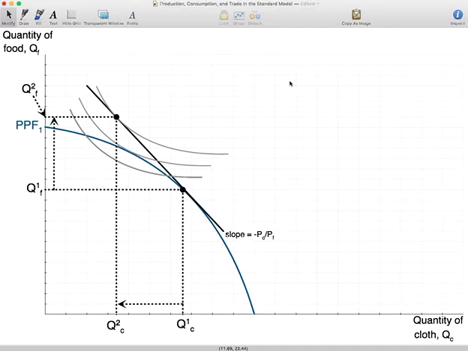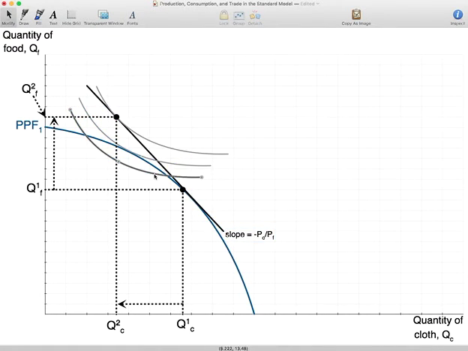So make sure you understand a couple of those points. Number one, how we arrived at the original situation of what consumption was. That is where the ISO value line, the price line, is just tangent to our production possibilities frontier. That gives us the level of production, in this instance Q1F and Q1C, prior to trade. We determine the level of trade by going to the point where we have an indifference curve that is furthest away and is still tangent to the ISO value line, or as I refer to it, the price line.